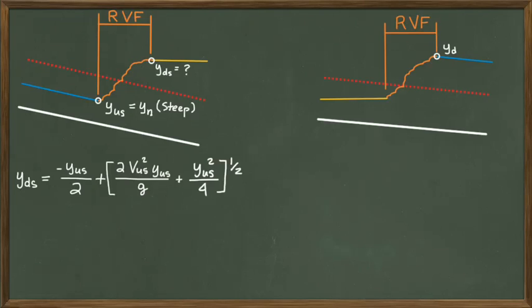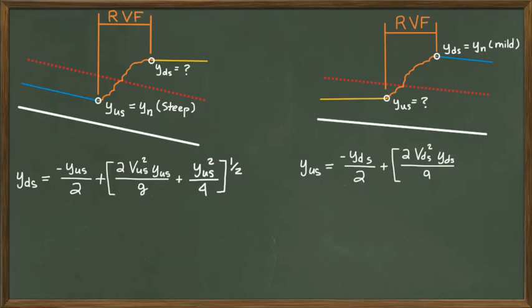If we consider when a hydraulic jump occurs in a mild section, then we know the downstream depth, but we don't know the upstream depth of the jump. Lucky for us, the formula to calculate the upstream depth is similar to the formula used to calculate the downstream depth in the steep channel. The only differences being the subscripts have changed.